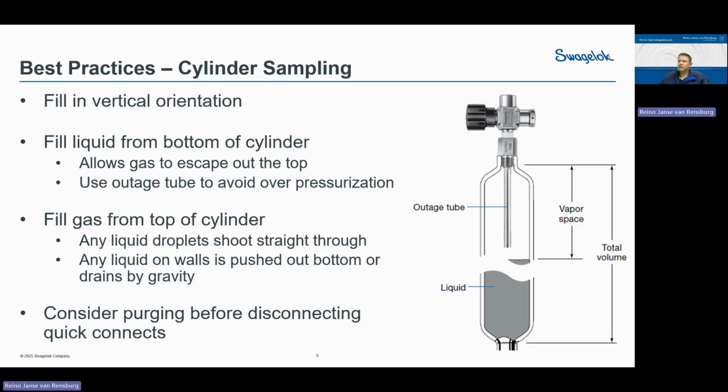Now, when we look at sample cylinders and the best practices with them, you always want to fill them in a vertical orientation, whether it's for gas or liquid. When we look at liquid, we will fill liquid from the bottom of the cylinder. This allows the gas to escape out the top, and we use an outage tube to avoid overpressurization of the cylinder. If we look at the picture on the right-hand side, as you fill the cylinder up from the bottom, once your media hits the bottom section of your outage tube, it will start flowing through the outage tube and back into your system, leaving a vapor space.